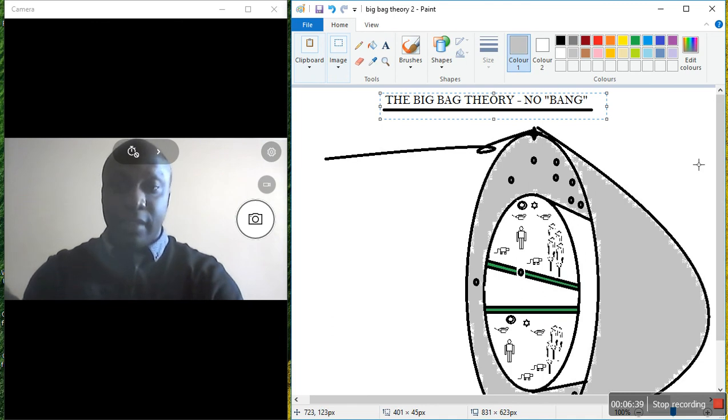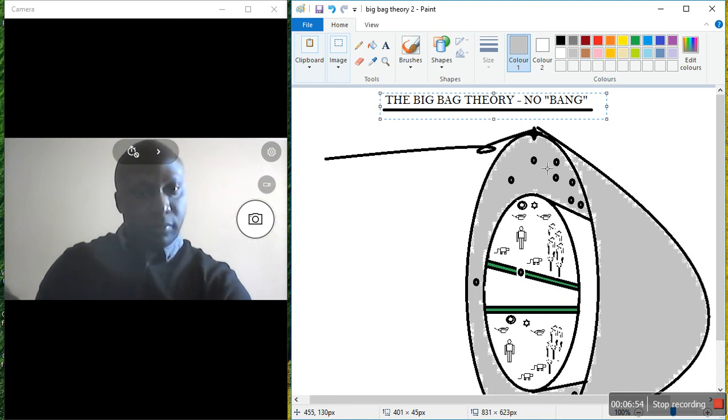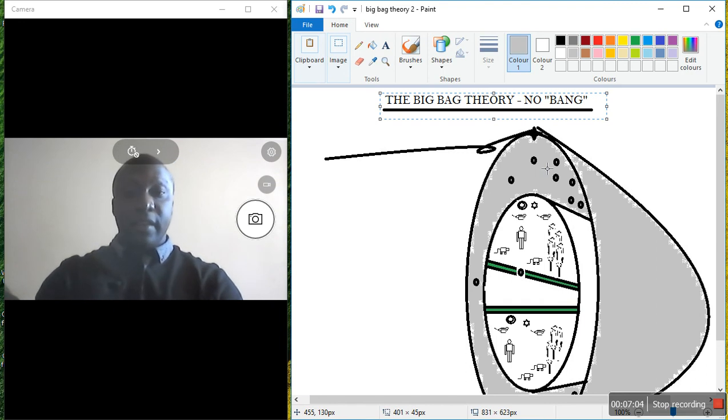Yeah, I know what I mean here. I mean big bag. This is the big bag, and that's the small bag. We're in the small bag, and the particle that became us came from the big bag. That's why it's the big bag theory. So that's it. Just wanted to present that idea as it came to me, to the world. Enjoy.